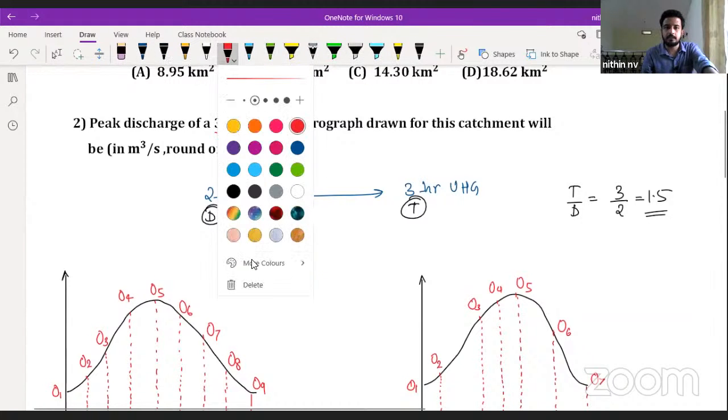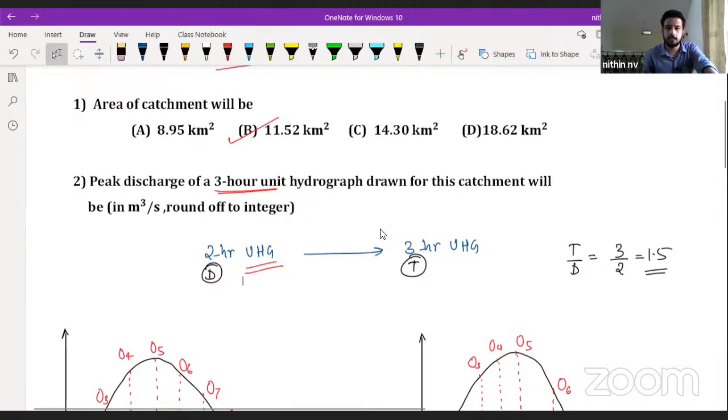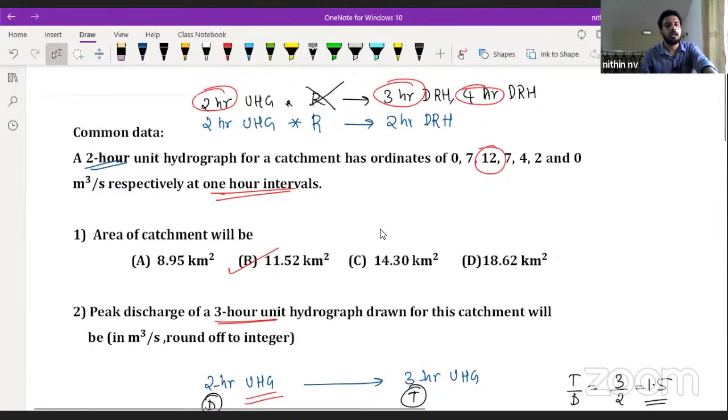Now see, what do you mean by this peak discharge? What is the peak discharge of this unit hydrograph? According to this question, what is the peak discharge? 12 meter cube per second. According to this one, it keeps on increasing, then decreases. This value is 12. Every time it will not increase and decrease.